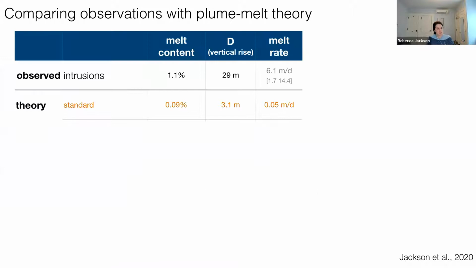But what we can do is a more rigorous comparison of the intrusions with predictions from theory. If we compare what we see in these observations with the standard way that theory is applied, we see that the melt content in the intrusions is about an order of magnitude higher than theory predicts, as is the vertical rise of the plume. So the scale of these intrusions is much stronger and bigger than we might expect. And perhaps the melt rate is about 2 orders of magnitude bigger, although I've put this in gray to highlight its uncertainty. What I want to do now is think about what adjustments we could make to theory that might help explain this discrepancy.